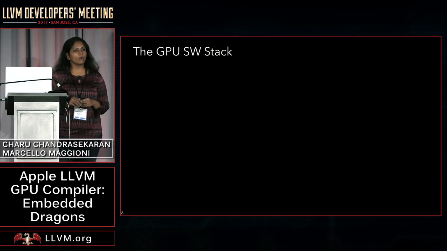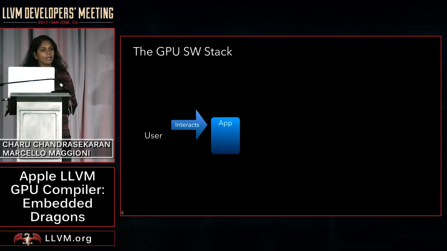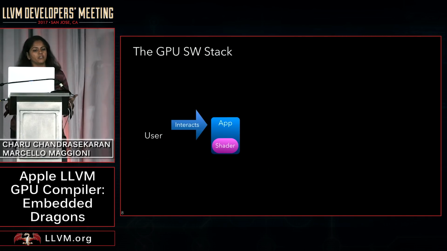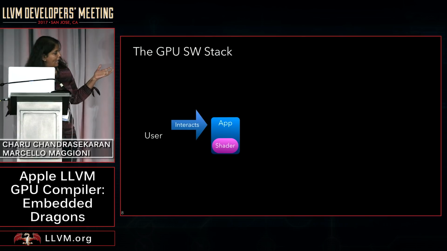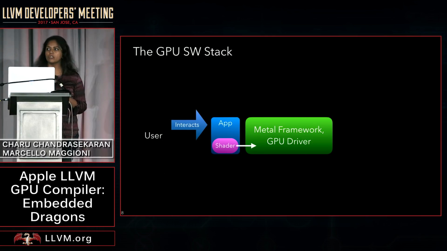Let's look at a quick overview of the GPU software stack. So here's an app. The user interacts with the app, and this chooses which shaders need to be compiled. The app and the shaders are written using Metal programming language. Metal is a low-level programming interface that gives the user low overhead access to the GPU. You can write GPU graphics and compute workloads using Metal. So here's an app, and in order to compile the shader, the app needs to interact with the Metal front end and the GPU driver.